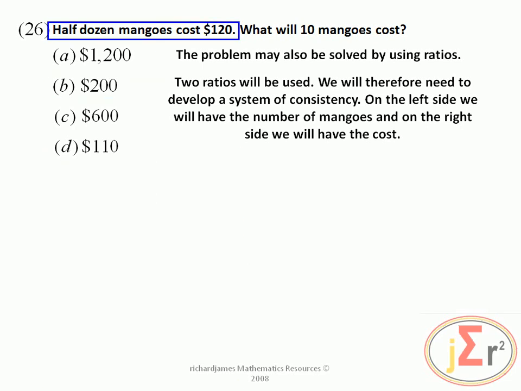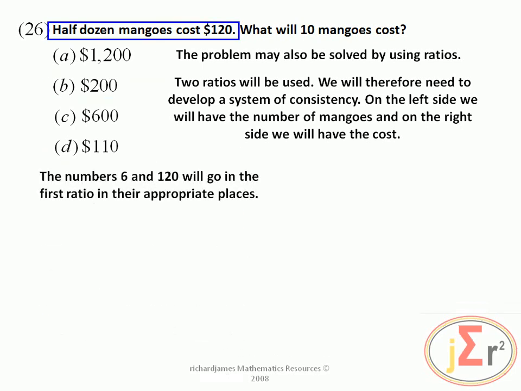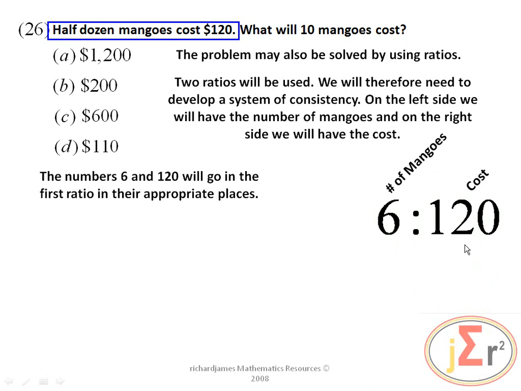So, half a dozen mangoes cost $120. So the numbers 6 and 120 will go in the first ratio in their appropriate places. So there we have them. The number of mangoes is 6 and the cost is 120.